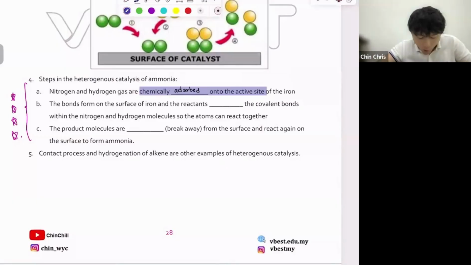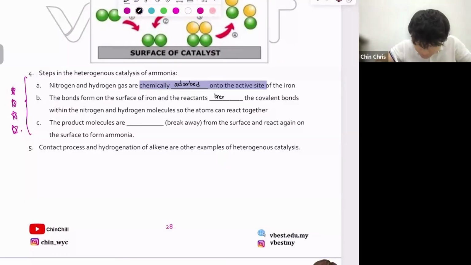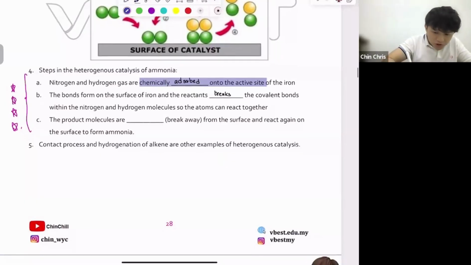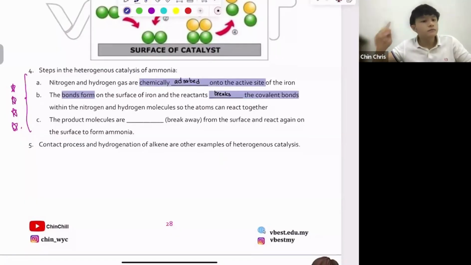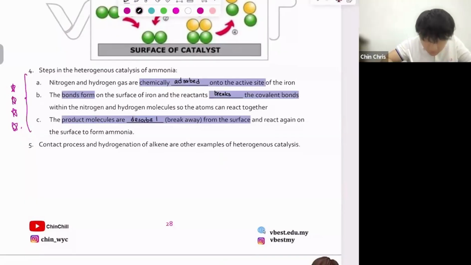Okay, then bonds form on the surface and the reactant breaks its covalent bond. Highlight the words: bonds formed and bond broken at the same time. So a bond is broken and a bond is formed at the same time. And once you get the product, then the product will desorb from the surface. Desorb means go away. Okay, and react again on the surface to form ammonia. That's it.